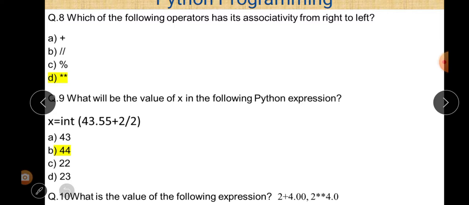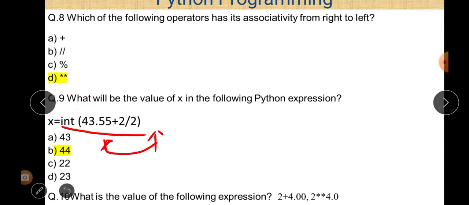But in explicit type conversion, if the value is in float or any other data type, we can convert it into another data type by mentioning the data type. In this question, there is an example of explicit type conversion, because int is declared. So there is an expression, and whatever the answer of this expression is, it finally should be converted into int data type. So that is explicit type conversion.